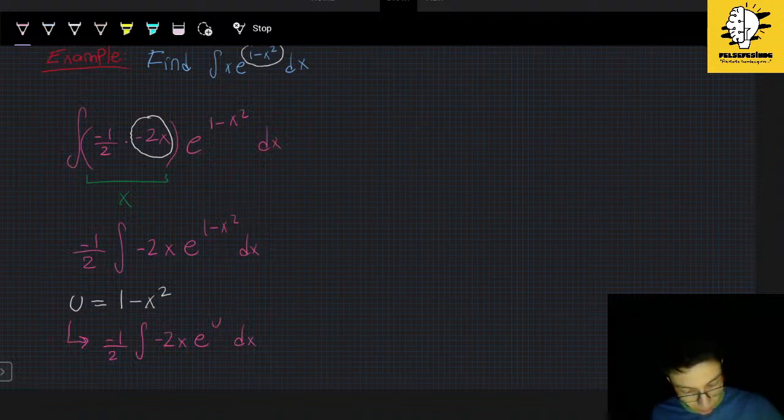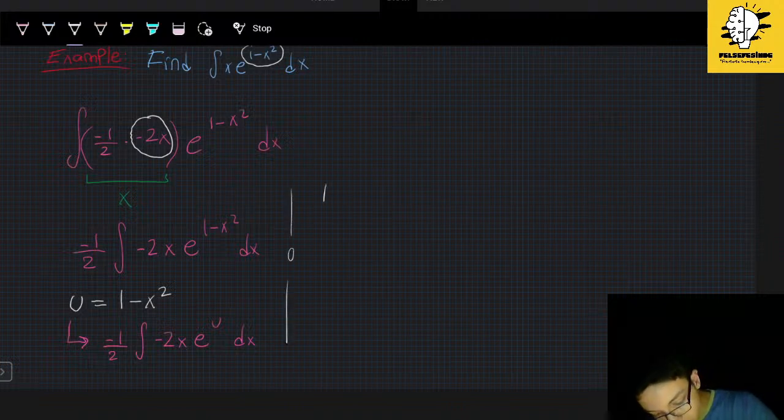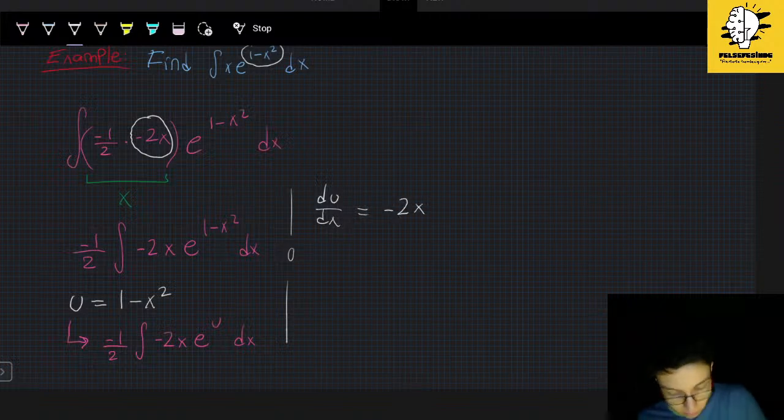Okay, so I know that if I write it by doing this, what is my du over dx? It is negative 2x, right? And I know that negative 2x is also here. So let's say dx is equal to, I'm just changing their positions, du over negative 2x.